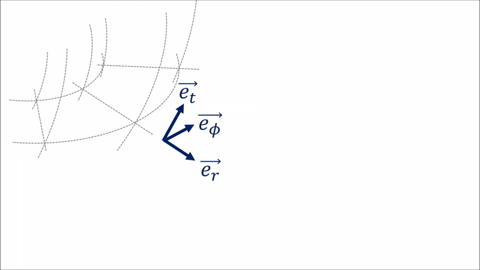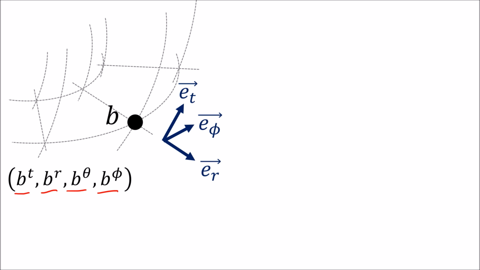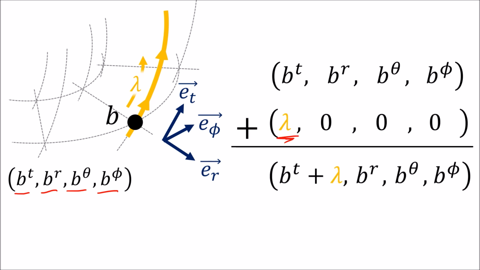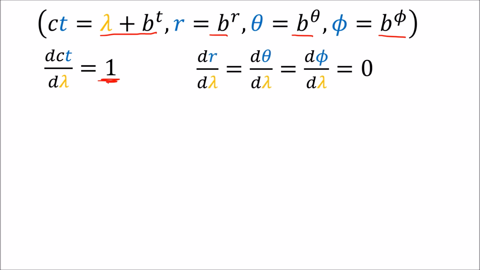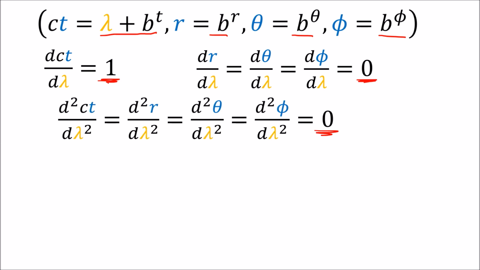So let's take some initial spacetime point called B, and B will have coordinates for time, r, theta, and phi. Now let's travel along the direction of the time coordinate using the path parameter lambda. So we'll add lambda to the initial time coordinate and leave the space coordinates the same for all time. So these coordinates describe our spacetime world line. The derivative of time with respect to lambda is 1, and the derivatives of the space variables all go to 0, since they're all constant. And all the second derivatives go to 0.